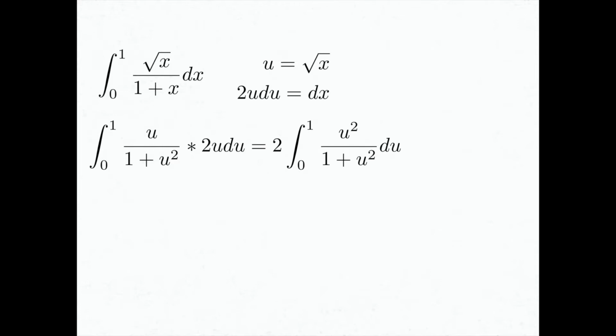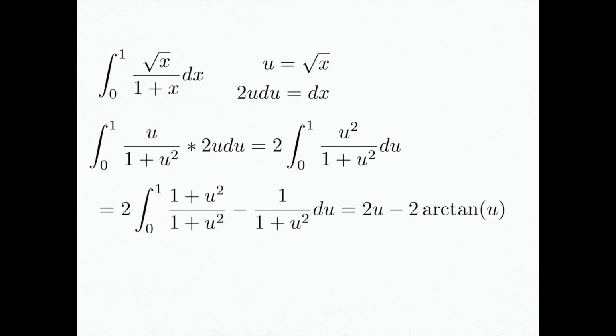Well, this is equal to 2 times the integral from 0 to 1 of u squared over 1 plus u squared du. Now this integral is pretty easy because we can add 1 and subtract 1 from the numerator. So we have 2 times the integral from 0 to 1 of 1 plus u squared over 1 plus u squared minus 1 over 1 plus u squared. And you see how if we were to combine these fractions, they'd cancel out, giving us our original integral. So this is easy to integrate because this cancels out, giving us 1, and this is just arctangent.